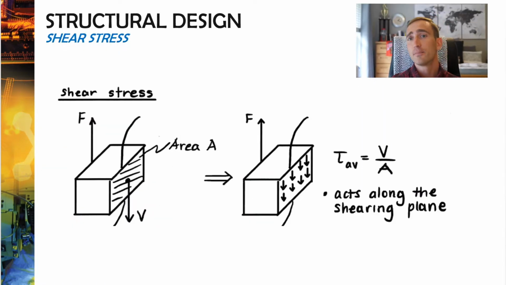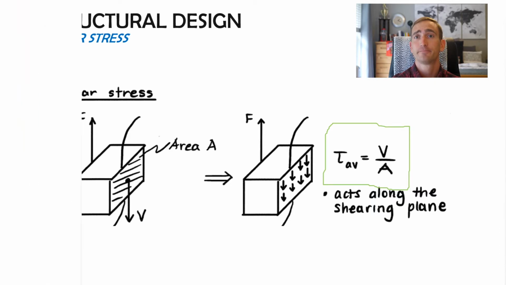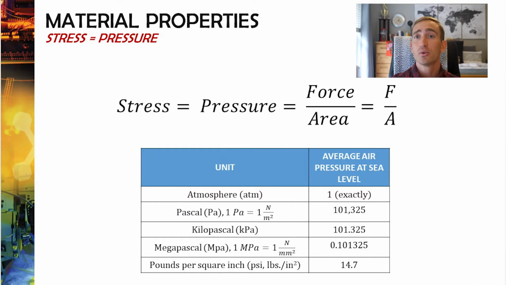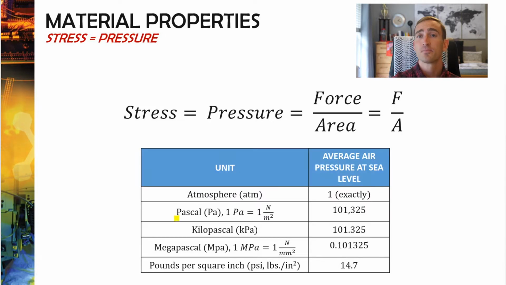So, shear is just another force that our material is experiencing. The shear stress is just the shear force divided by the cross-sectional area of that material, and it's represented by the symbol tau. Again, just to review, the units of shear stress are going to be the same as normal stress. Our stress is just pressure, force over area, so it'll be either units of pascals or psi, pounds per square inch.